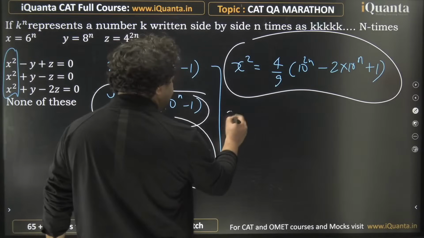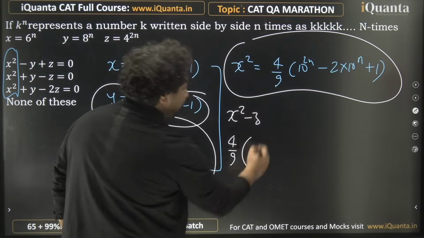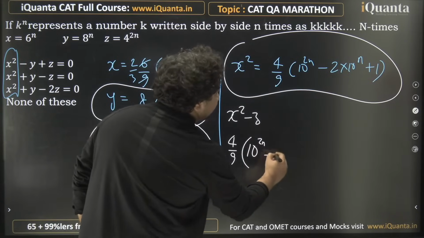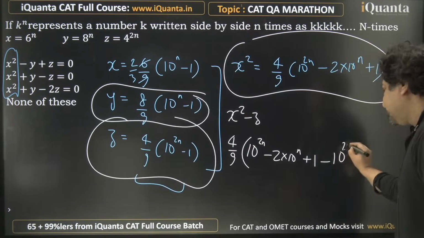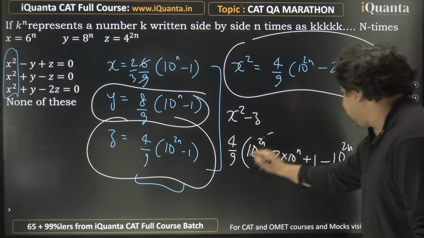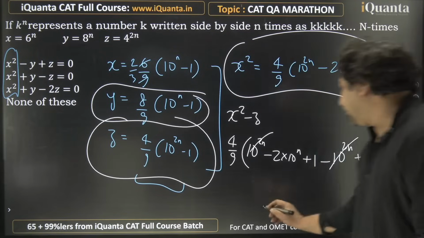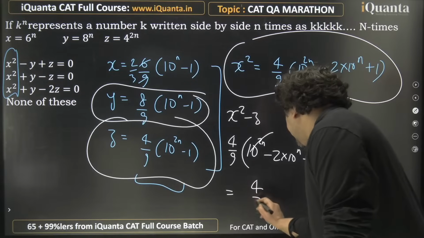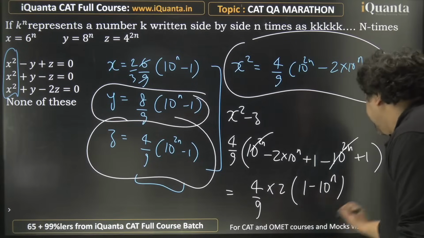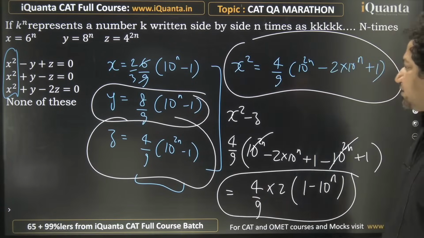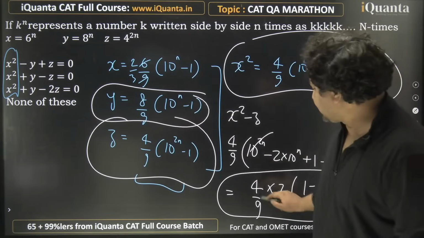So directly let us subtract z from x square. I can take 4 by 9 common. Inside the bracket I'll have 10 to the power 2n minus 2 into 10 to the power n plus 1 minus this. These two get cancelled, and here 1 plus 1 is 2. Here also we have 2. I can take 2 common. 4 by 9, let's take 2 common. Inside the bracket I have 1 minus 10 to the power n. This is nothing but minus y. Yes or no? This is nothing but minus y.